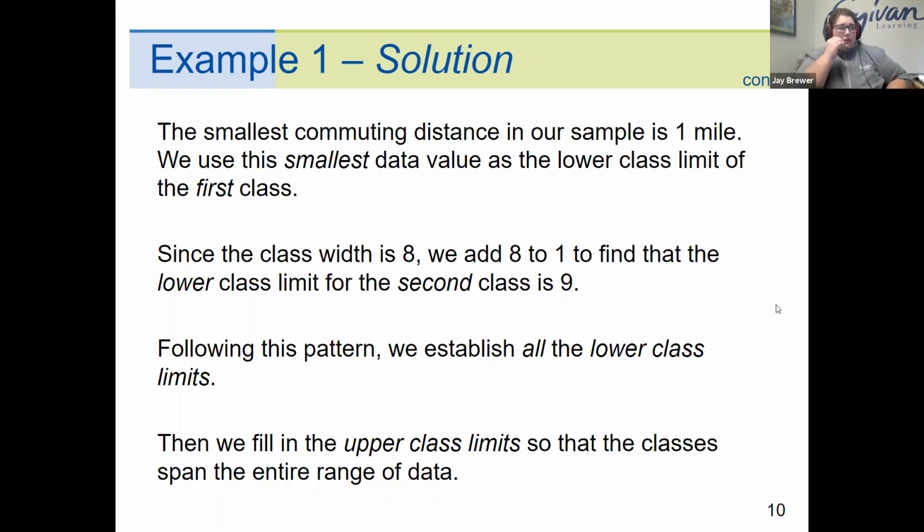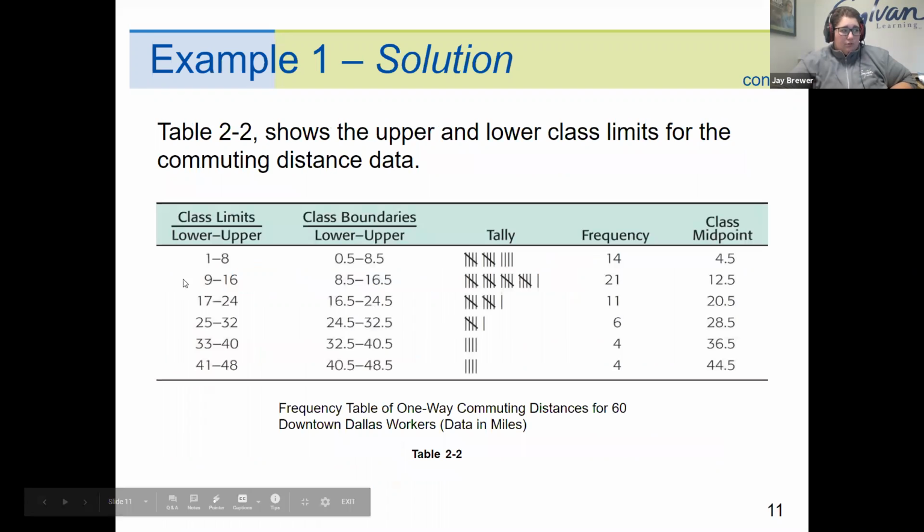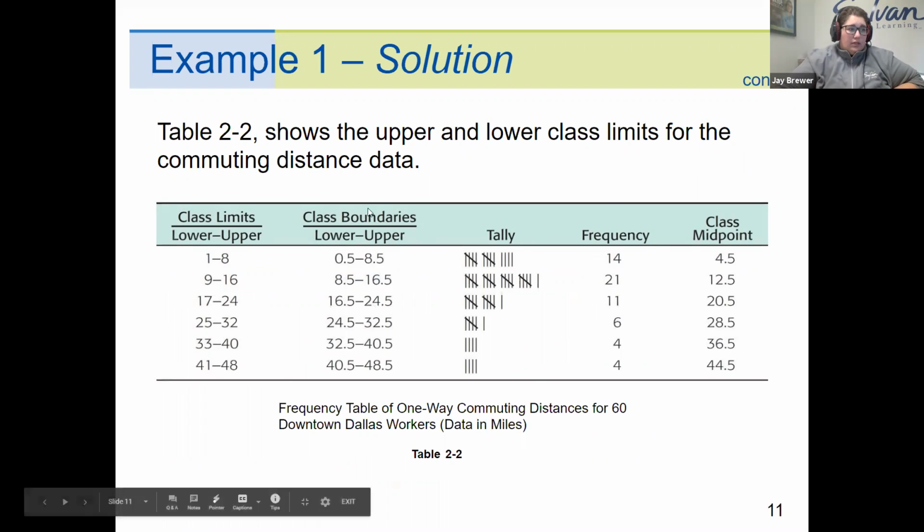All right, so the smallest commuting distance in our sample is 1 mile. If we use the smallest data value as the lower class limit of the first class, since the class width is 8, we add 8 to 1 to find the lower class limit of the second class. Following this pattern, we establish all lower class limits. Then we fill in the upper limits so that the classes span the entire range of data. So this is what your tables will look like when you make your own.